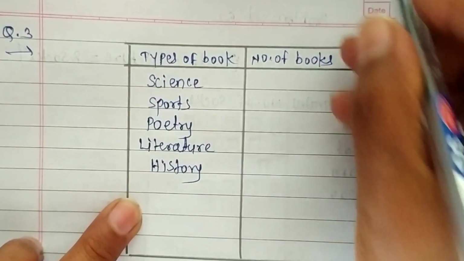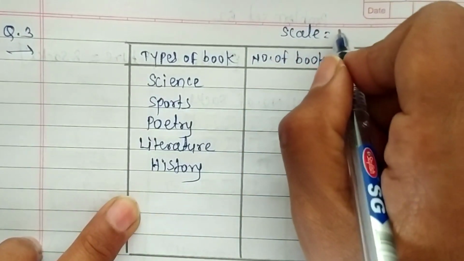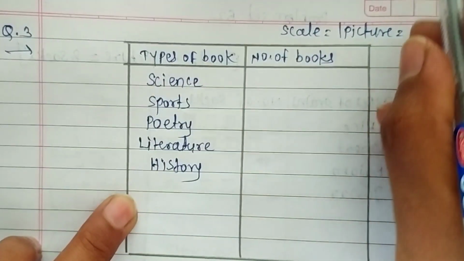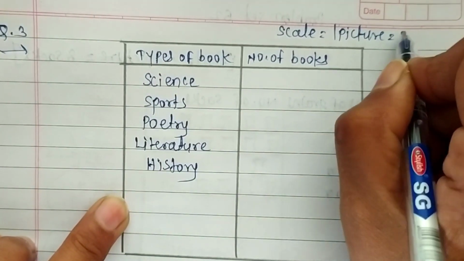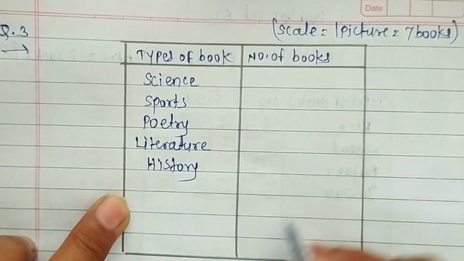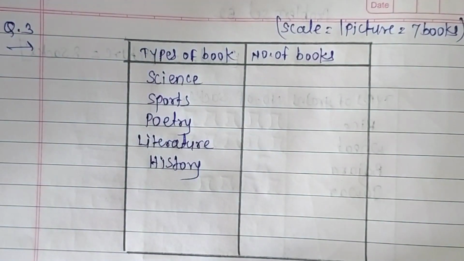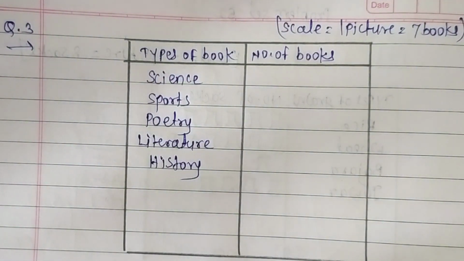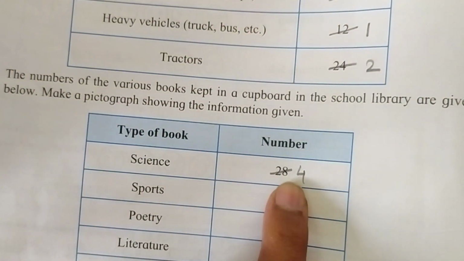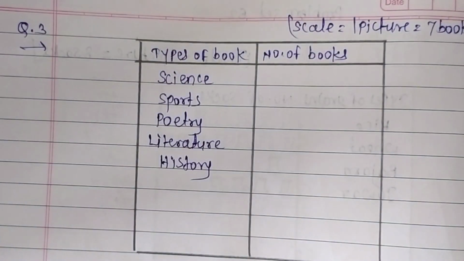Now let's write here scale. Scale is equal to 1 picture is equal to how many books? 7 books. 1 picture is equal to 7 books. So how many books of science? There are 28 books and we have to draw 4 pictures for it. So let's draw 4 pictures of book here.